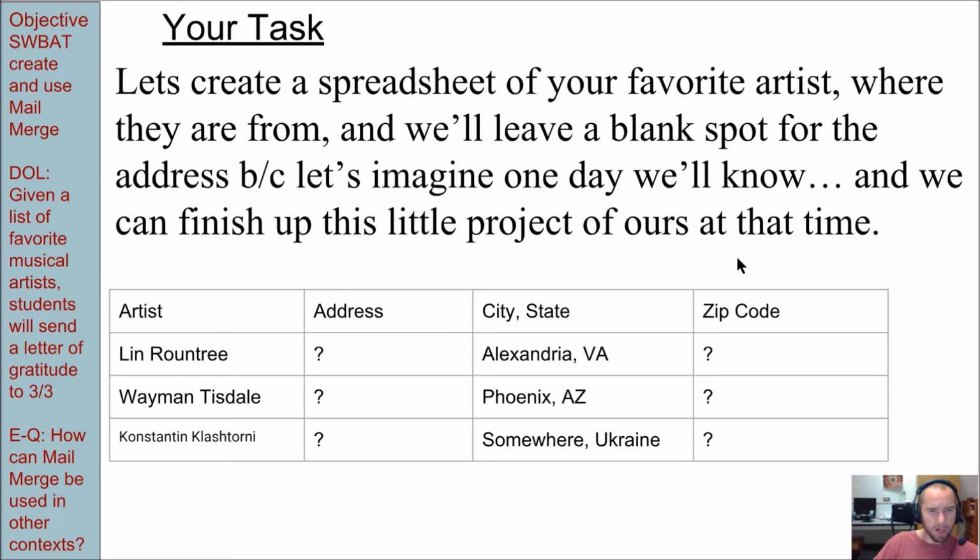Okay, but back to mail merge. The first thing we need to do is create an Excel spreadsheet. I'll take you there in just a moment, but I want to describe your task to you. Basically, we create a spreadsheet of your favorite artists, like music artists. If you want to go with other artists, that's fine. But what we want to do is figure out where they are from, and we're just going to take a guess here as that will be their mailing address, and we'll leave a blank spot for the address because let's just imagine one day we'll know where they specifically live.